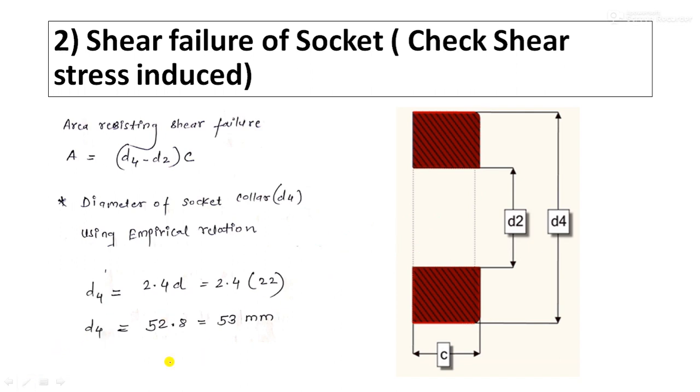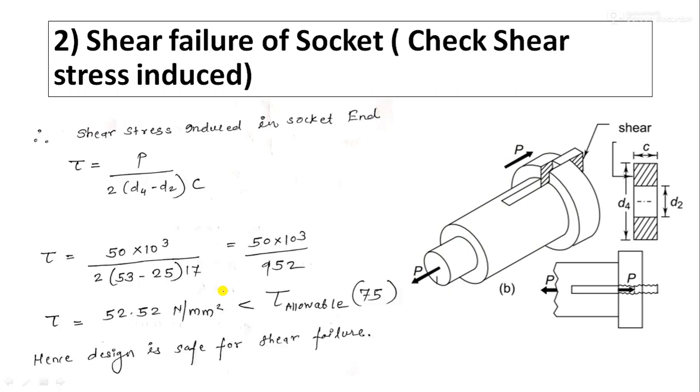So from this, what is the shear stress? Tau is equal to P upon area. Okay, P upon area. So let us see whether this dimension D1 is sufficient or not. So D2 into D4 minus D2. So from this I am getting tau is equal to 52.52 Newton per mm square, which is allowable 0.70.